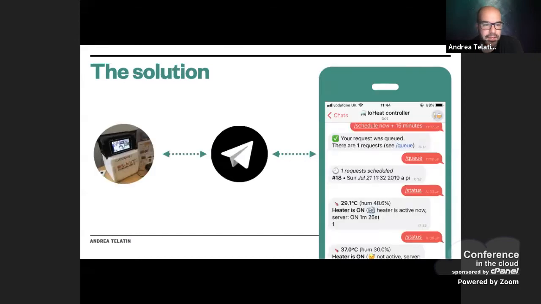So I thought that with Telegram, you have a server that is already there. You have an interface because everyone can download Telegram for their mobile phone, and you can host the bot on the Raspberry Pi. And that was it. So now we can switch the heater on and schedule heating cycles for the future with the Telegram application.